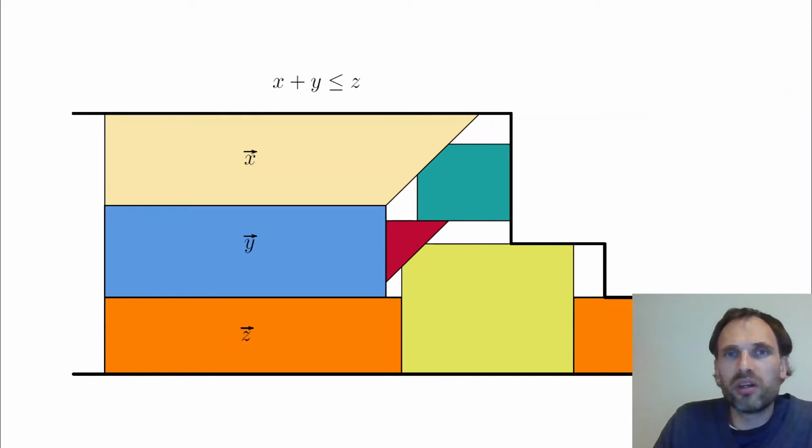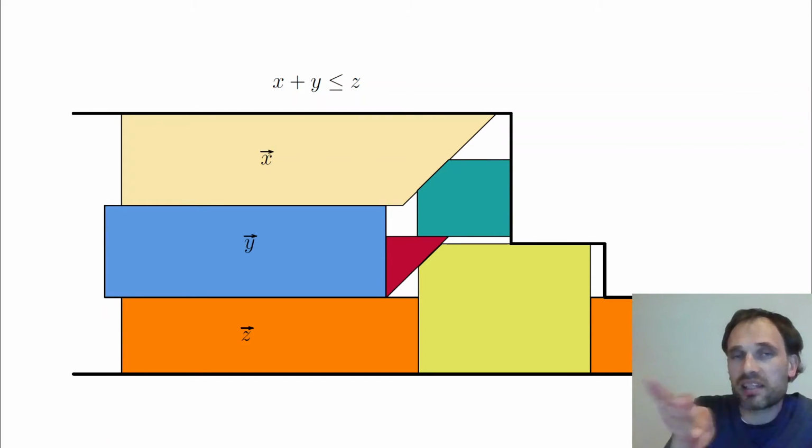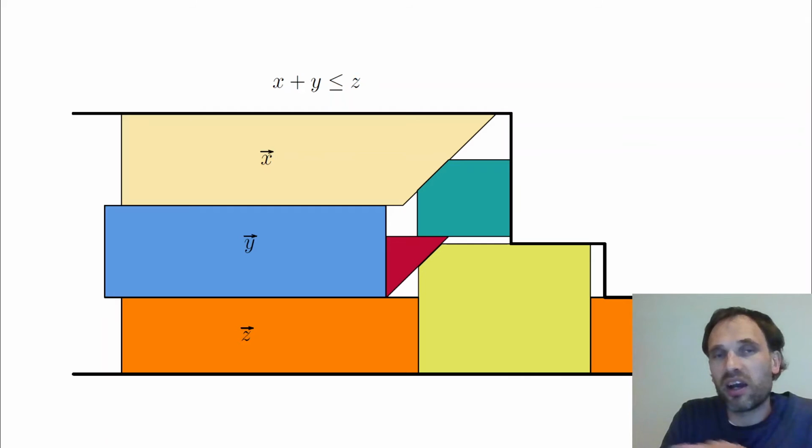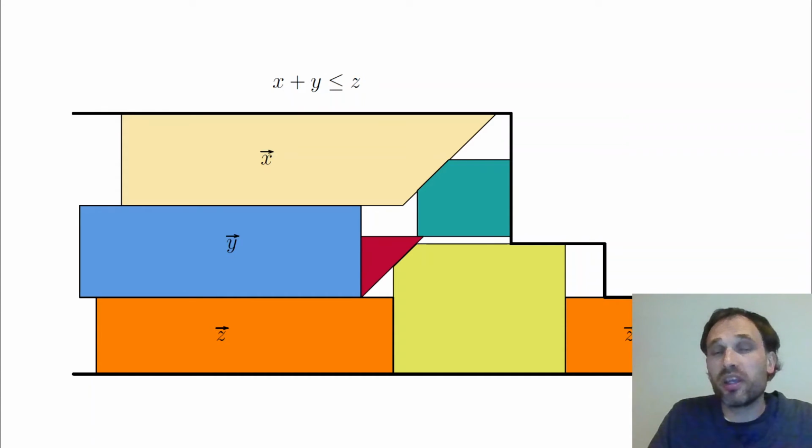Then another feature: we have to encode addition. This is a simplified way of displaying the addition gadget, and here we have only one inequality. What you can see is that if I push x, I also have to push z. And if I push y in the other direction, then z can also go further to the left. You can then also do the other type of inequality.